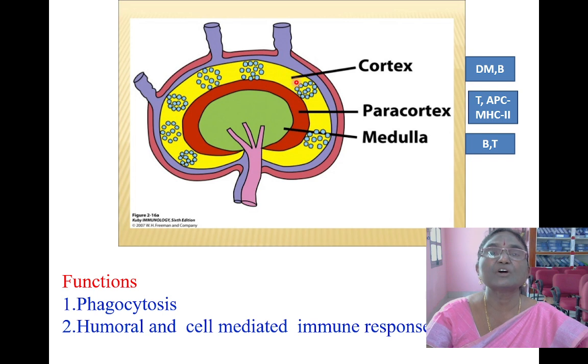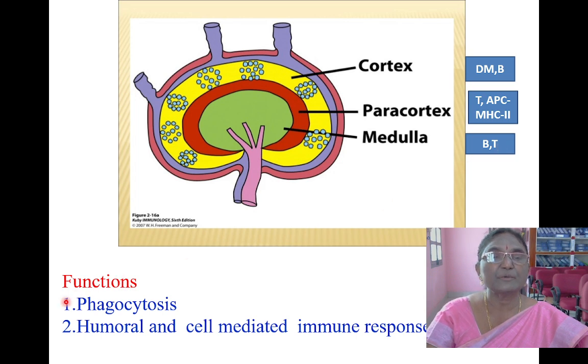Here we have the outer cortex, middle paracortex, then the medulla. The cortex contains B lymphocytes, and in addition dendritic macrophages. The middle paracortex contains T lymphocytes, along with antigen presenting cells. MHC class 2 antigens are placed on the surface of the antigen presenting cells. The inner part, the medulla, contains B lymphocytes as well as T lymphocytes.